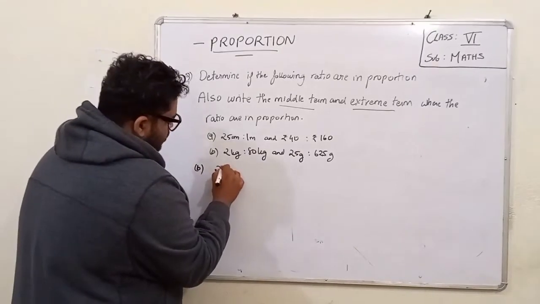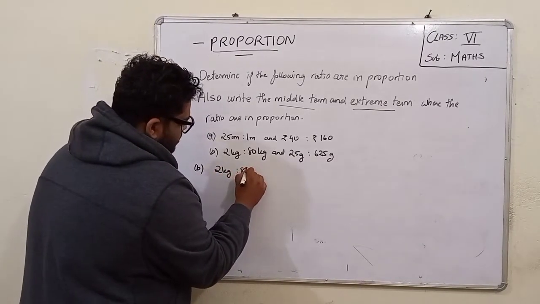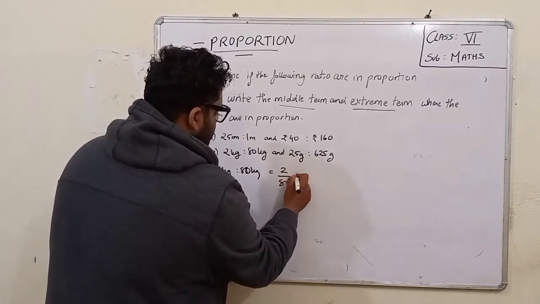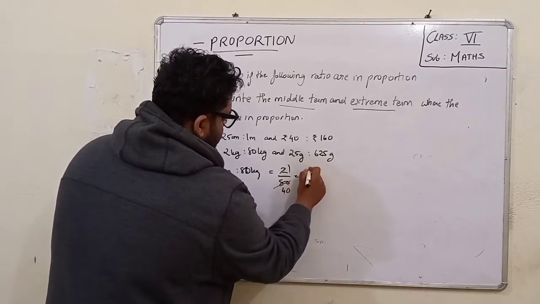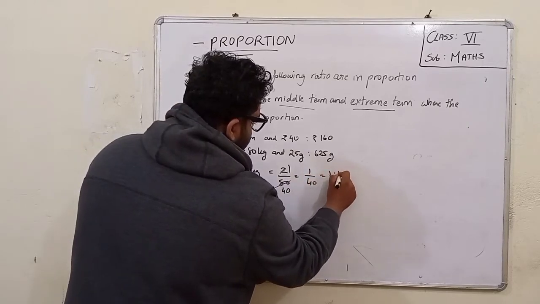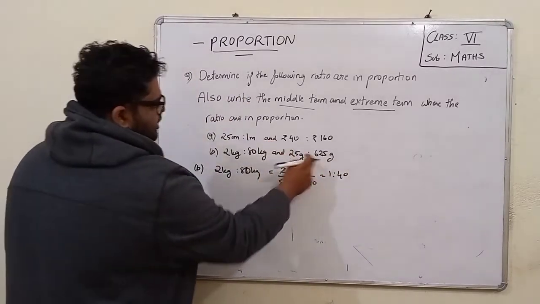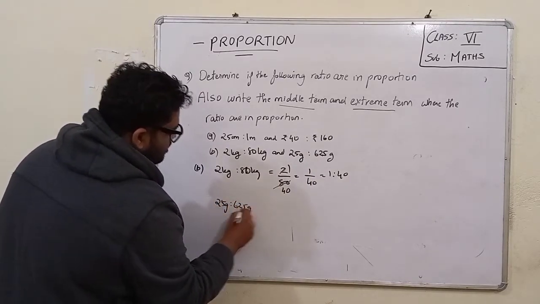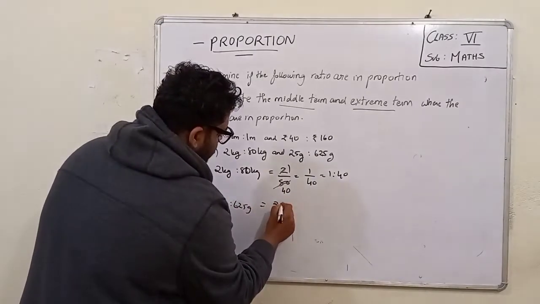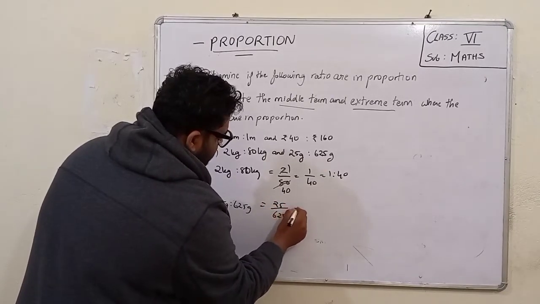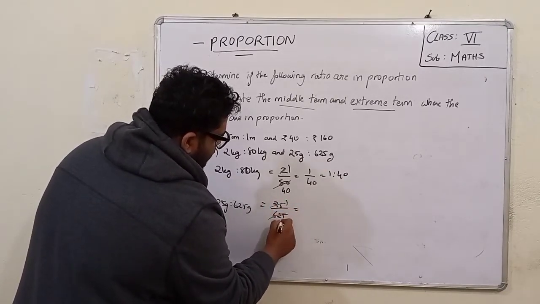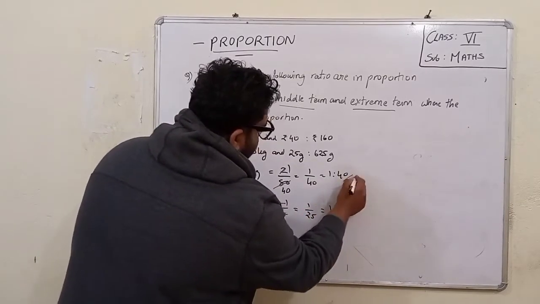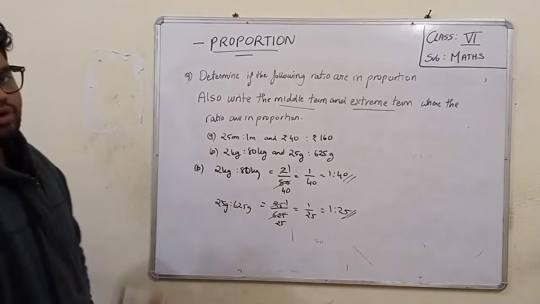Here this is given, 2 kg is to 80 kg, right? Units are the same, so directly we can find 2 by 80, 2 4s are 8, 0, 1 by 40, which is equal to 1 is to 40. Now second, 25 gram is to 625 gram. Here also the units are the same, so 25 gram divided by 625 gram, 25 ones are 25, so 1 by 25, which is equal to 1 is to 25. Are they in proportion? No, they are not in proportion.